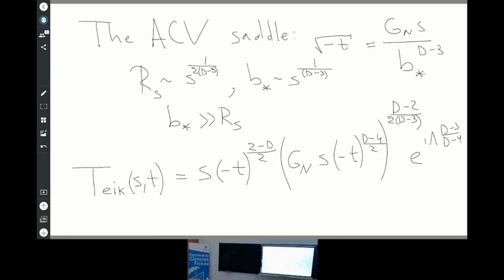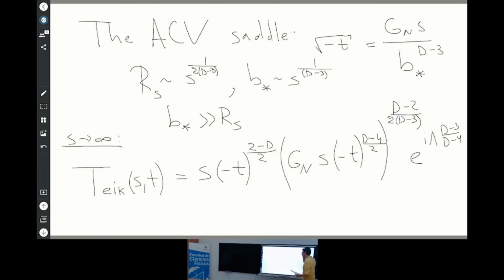To this power. The interesting thing here is that this is when s goes to infinity. Apart from a highly oscillating phase, we get a power, and this power... t is fixed. t is negative and fixed.